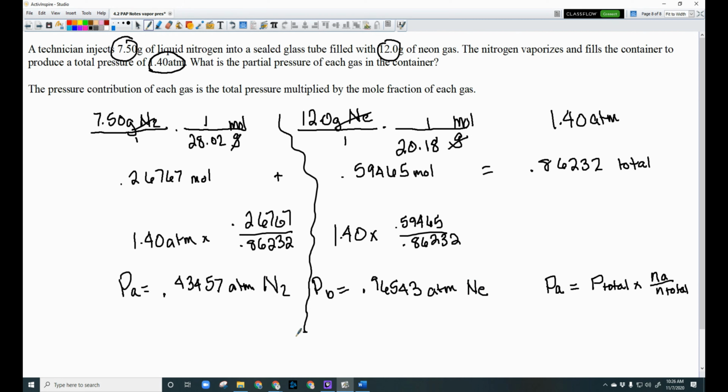All right, now if you want to check yourself, you can add these two back together and see if you get 1.4. So 0.43457 plus 0.96543, and it equals 1.4 atmospheres.